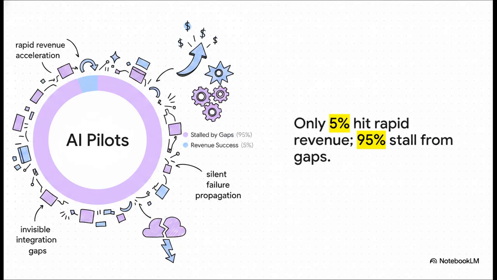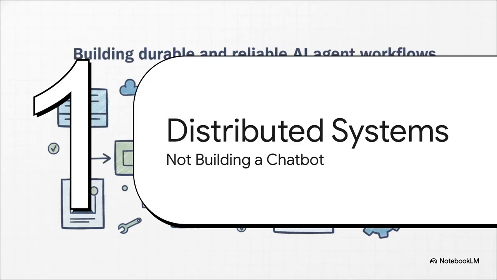And this MIT data illustrates the real-world impact perfectly. Did you know that only 5% of AI pilot programs achieve rapid revenue acceleration? Meanwhile, a staggering 95% end up completely stalled. And get this, these projects aren't failing because of bad ideas. They fail because of invisible integration gaps, weak retry logic, and these silent failures that quietly ripple through the whole system.